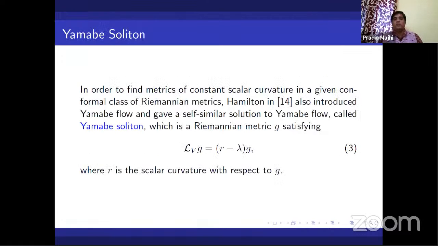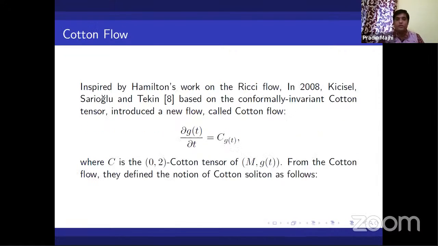Now we define the Yamabe soliton. In order to find metrics of constant curvature in a given conformal class of Riemannian metrics, Hamilton in 1986 introduced the Yamabe flow and gave a similar solution to the Yamabe flow called the Yamabe soliton, which is a Riemannian metric g satisfying equation 3. In this case, r is the scalar curvature with respect to the metric g. What is the scalar curvature? The scalar curvature is the trace of the Ricci operator Q. We will define the Ricci operator explicitly later.